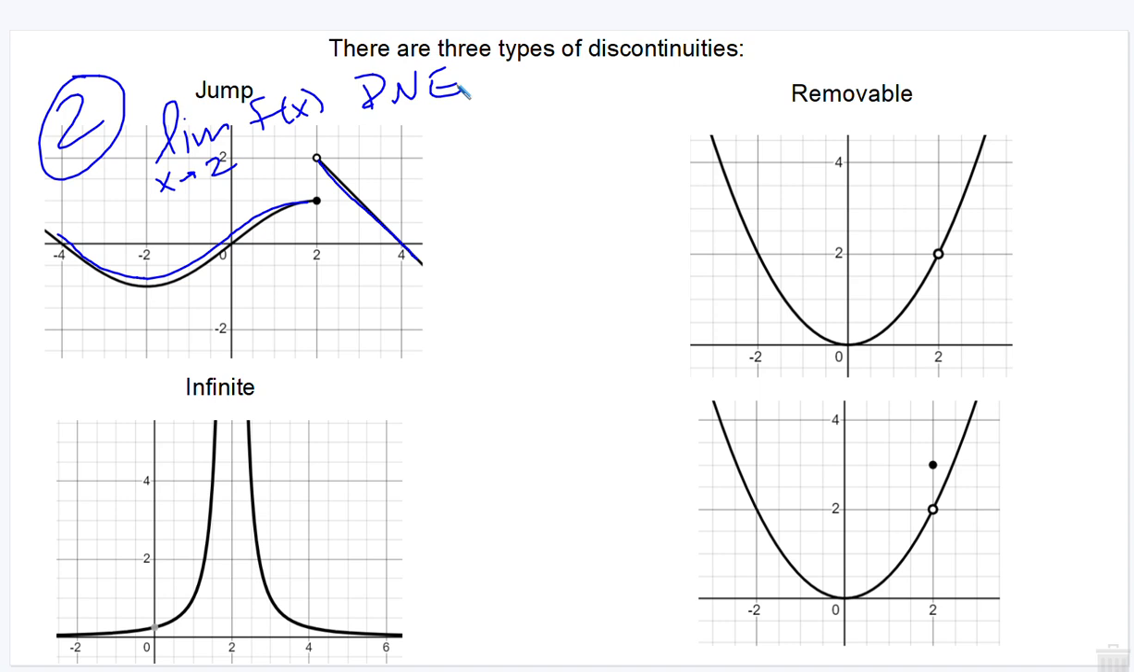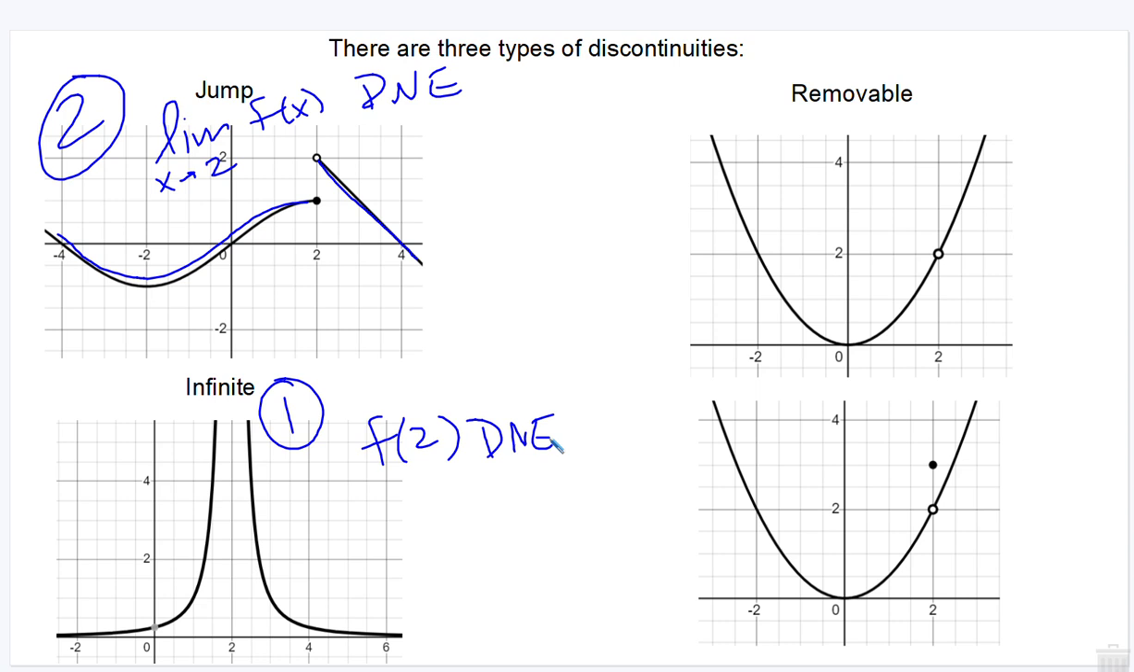Right below this, we have an infinite discontinuity. This is a vertical asymptote. We've talked about vertical asymptotes quite a bit already in this unit. So we have a vertical asymptote at x equals 2. And so does this meet the first criteria? Does f of 2 exist? And the answer to that is no, f of 2 does not exist. So immediately there must be a discontinuity if we have a vertical asymptote.